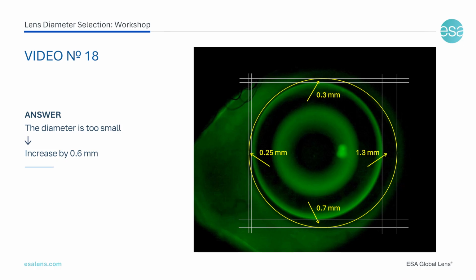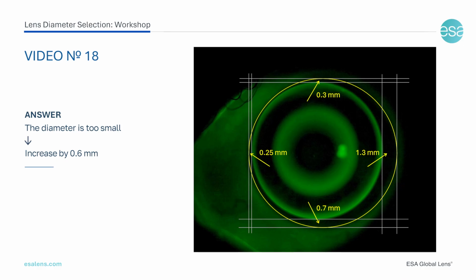Currently, the total vertical gap is 1 mm, already above our target. Furthermore, the total horizontal gap is 1.55 millimeters, which is even further from target. Increasing the diameter by 0.6 millimeters will reduce the vertical gap to 0.4 millimeters, which is significantly below target. The horizontal gap will become 0.95 millimeters, which is slightly higher than target.